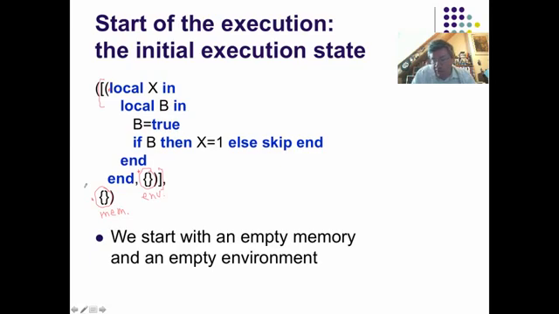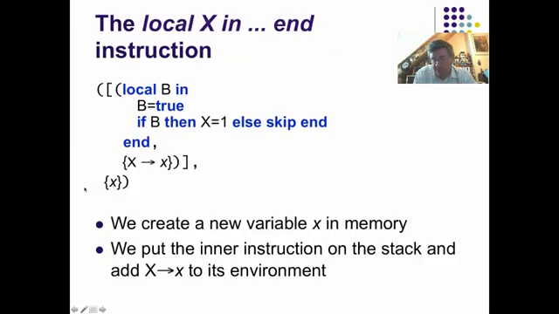In this case, it's a local instruction. So we do local x in. The local x in instruction creates a new variable in memory, little x. It puts its inner instruction, which is a local b in, on the semantic stack, with a new environment, which is the old environment and an additional link connecting the identifier big X with the variable little x. So again, we have a single instruction on the semantic stack.